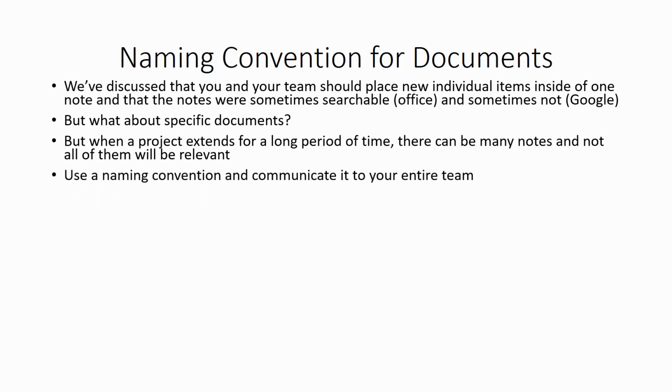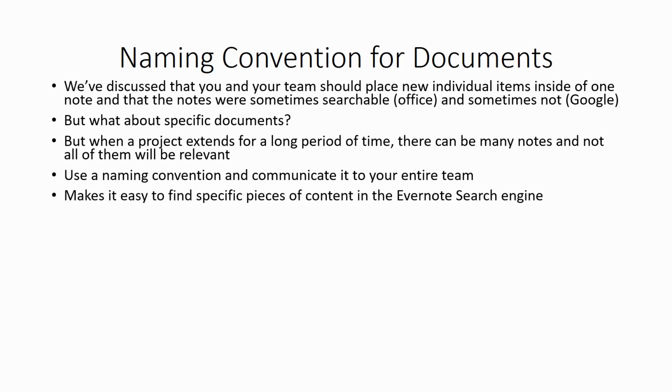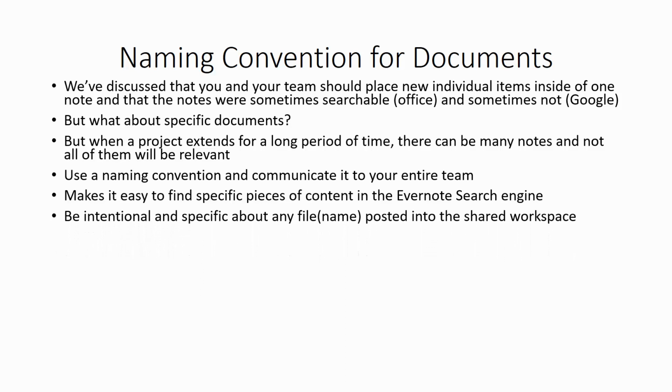What you want to do is to use a naming convention for the individual files within the note and then make sure that you communicate that naming convention to your entire team. This will make it easy to find specific pieces of content within the Evernote search engine. Now, what you want to do is to be intentional and specific about any file name posted within the shared workspace. And that's whether you're posting an image, a Microsoft Word document, a PDF, whatever it is that you are posting, you want to be intentional and specific about the file name, or as intentional as you can be. So let's talk about the basics of a naming convention.